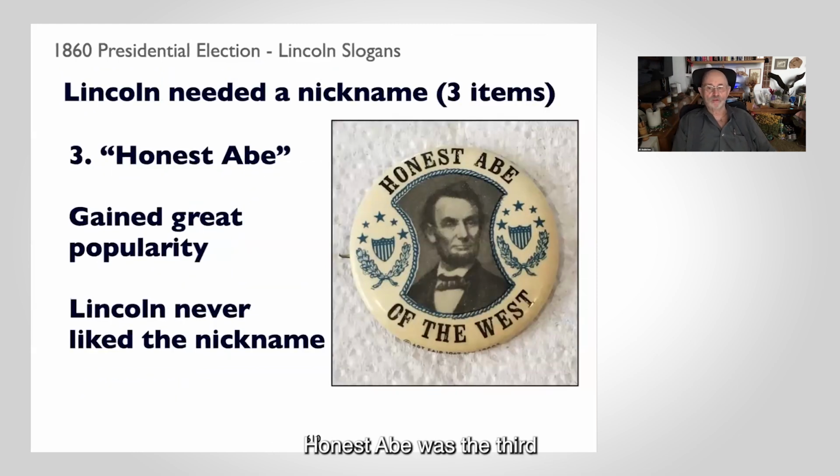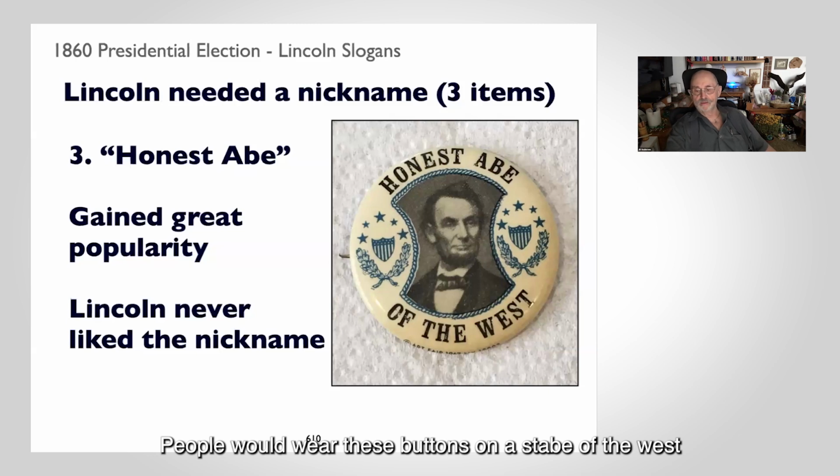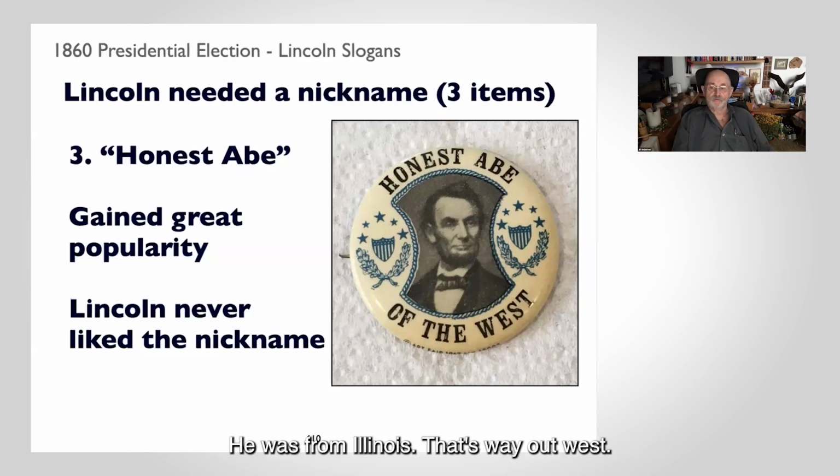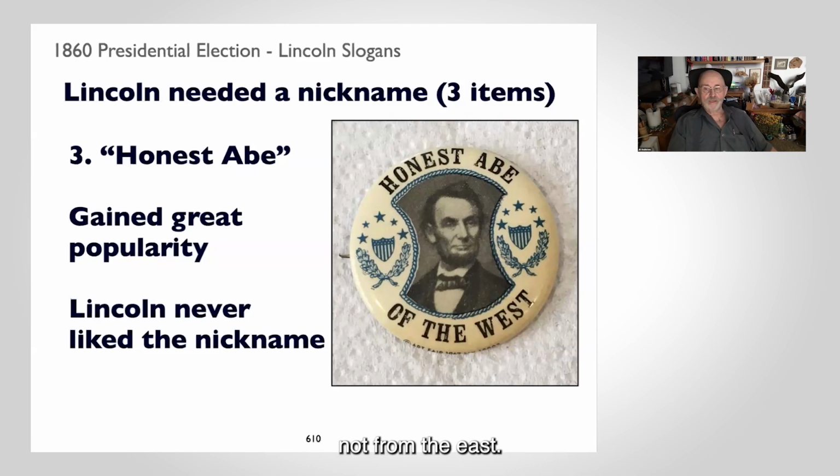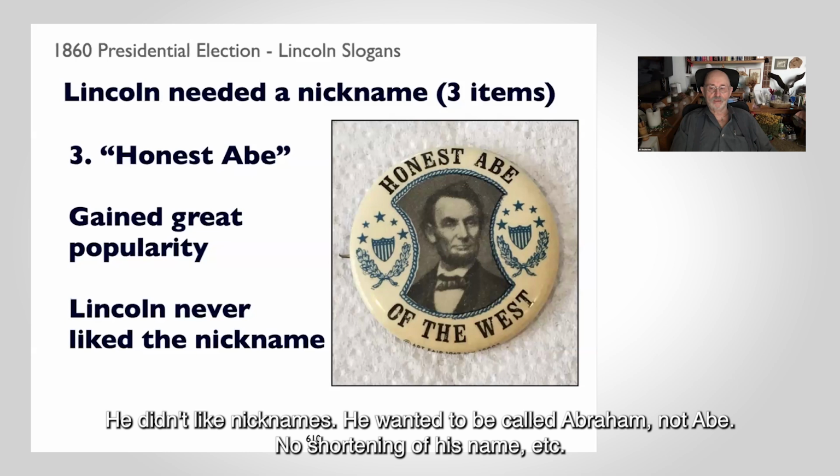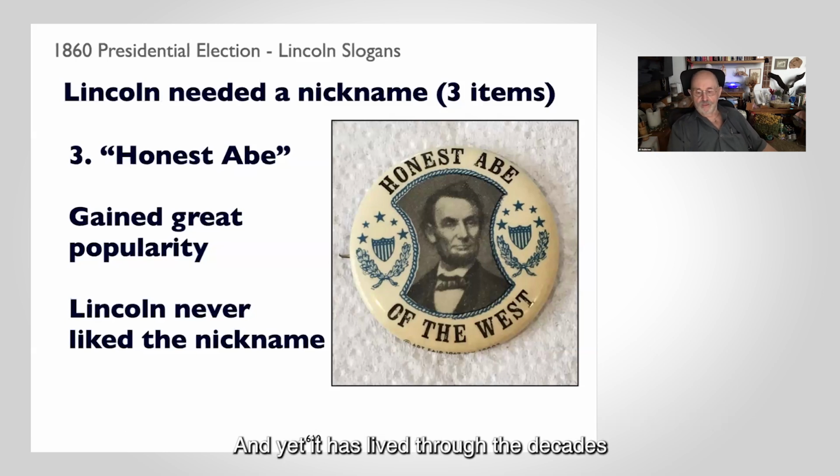Honest Abe was the third slogan, and that became the most famous, still used commonly today. It gained a tremendous amount of popularity. People would wear these buttons, Honest Abe of the West. He was from Illinois, that's way out west, not from the east. Lincoln didn't like this. He didn't like nicknames. He wanted to be called Abraham, not Abe, no shortening of his name, etc. And yet, it has lived through the decades as a major marker for Lincoln, Honest Abe.